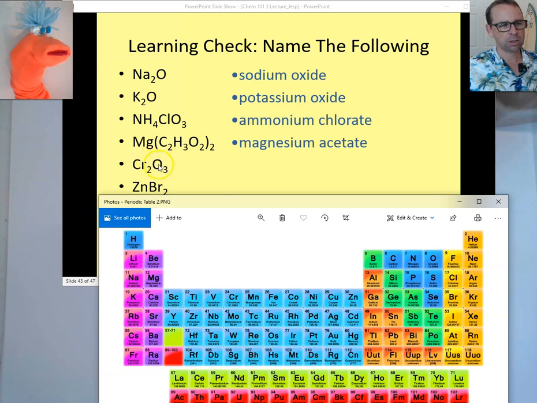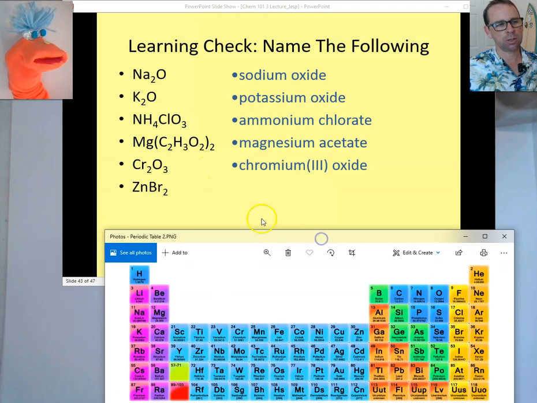Realization there, Fred. So chromium ion must have what kind of a charge on it in this compound? It must be chromium 3 oxide. That's right. It has a +3 charge. So chromium 3 oxide. Very good. How about this last one? That should be, again, transition metal, so zinc 2 bromide.